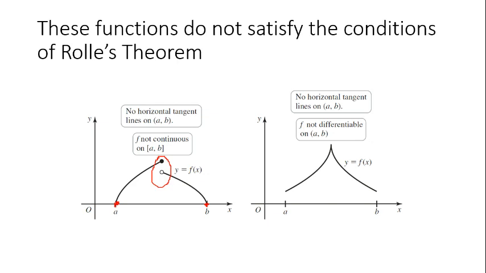And then same thing here. Yes, this is a closed interval where a and b have the same y-coordinate, but right there at that sharp point, the function is not differentiable. Because the function is not differentiable for every interior point, there is no point between a and b where the first derivative equals 0.